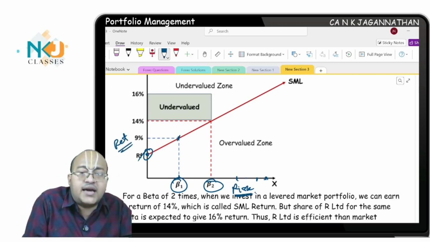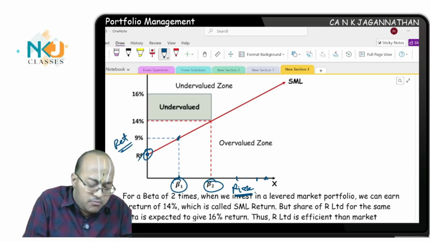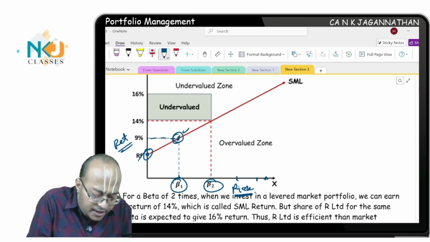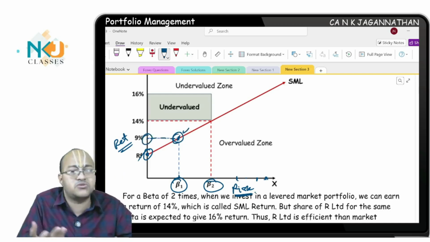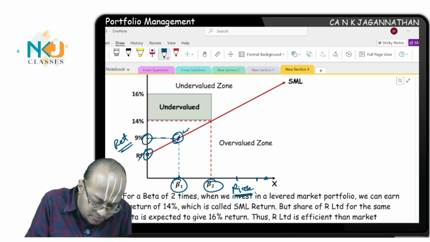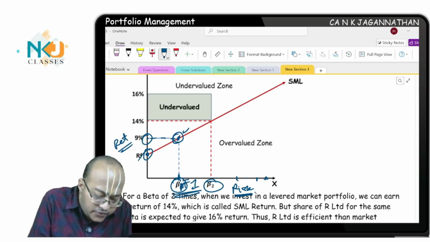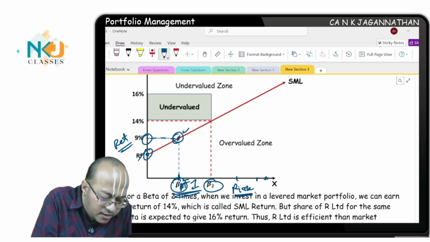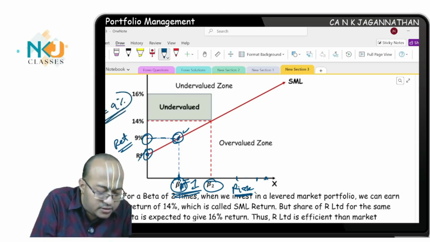Assume this is beta 1. If you invest 100% of your money in the market portfolio, the beta of your portfolio will be 1 and the return will be 9%, assume, some return. It depends on what is given in the question, and this is the market return. Assume the beta is equal to 1. This is the market. What is the market giving? RM. If you invest the entire amount in this, and beta is 1, then RM will be 9% assume. Market return is 9%.